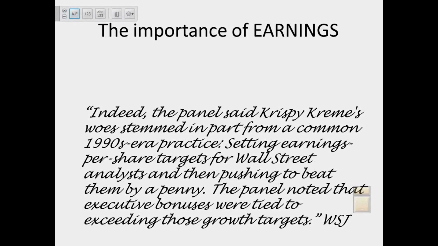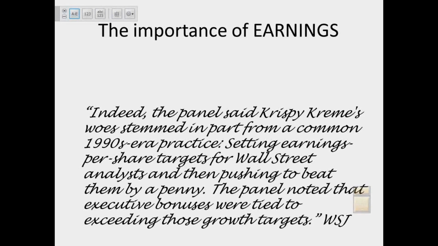Well, Krispy Kreme's woes stemmed from, in part, this common 1990s practice, which was they would set earnings per share targets for analysts. So they would tell analysts, here's what we think we're going to get. The analysts would just repeat them, and then Wall Street would assume that they were going to achieve them, and then they would push to beat them by a penny. So they would say, we think we're going to have $3 a share. Then by the time the earnings announcement came out, they would say, oh, it was actually $3.01. We are so awesome.